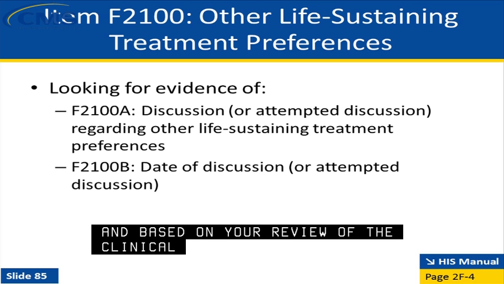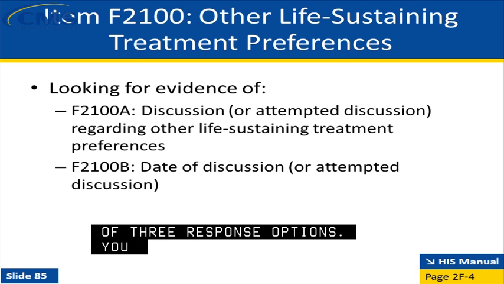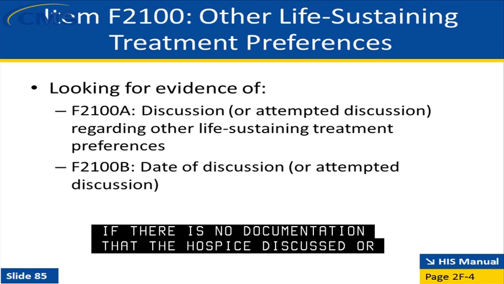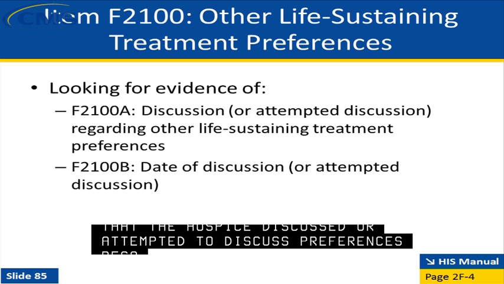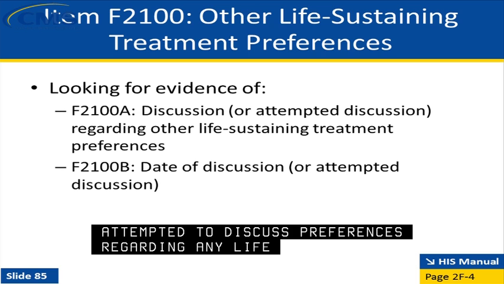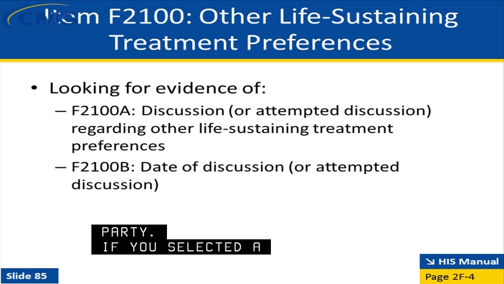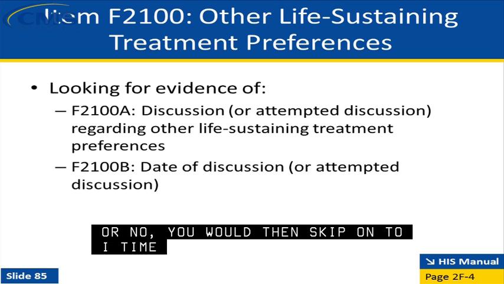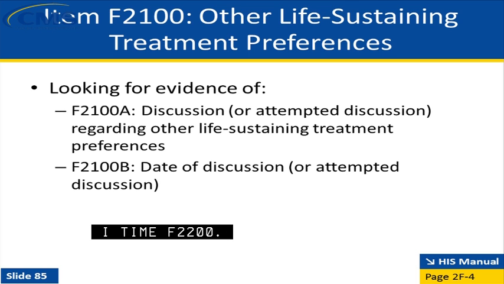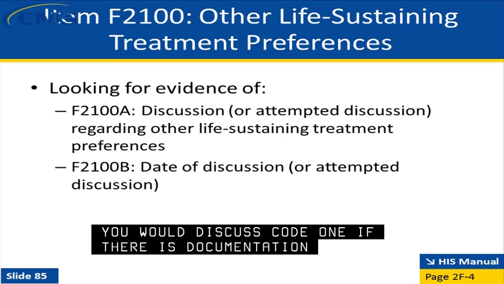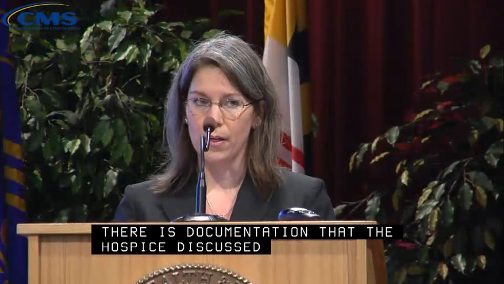You would select a code 0 or no if there's no documentation that the hospice discussed or attempted to discuss preferences regarding any life-sustaining treatments other than CPR with the patient or responsible party. And if you selected a code 0 or no, you would then skip on to item F2200. You would select code 1, yes, and a discussion occurred, if there is documentation that the hospice discussed preferences regarding any life-sustaining treatment other than CPR with the patient or responsible party.